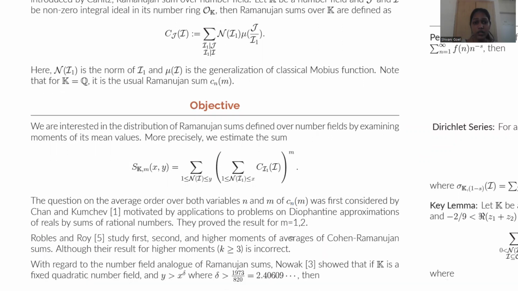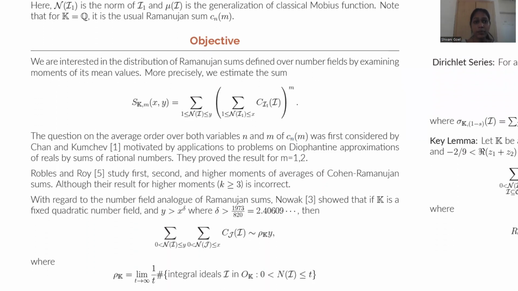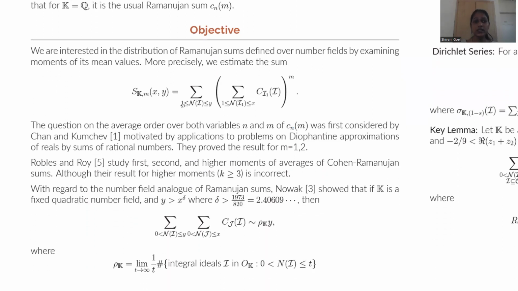Now we come to the objective of this poster. We are interested in finding this sum, which is basically the average of the moments of the Ramanujan sum. This sum was first considered by Chen and Kumchev for the usual Ramanujan sum. They found this sum when they were trying to find the Diophantine approximation of primes by sums of rational numbers. They proved this result for m equal to 1 and 2, so basically the first and second moments.